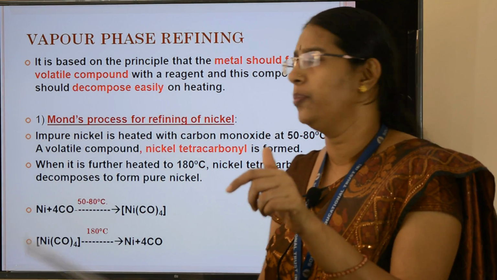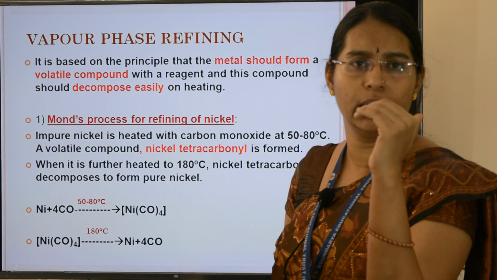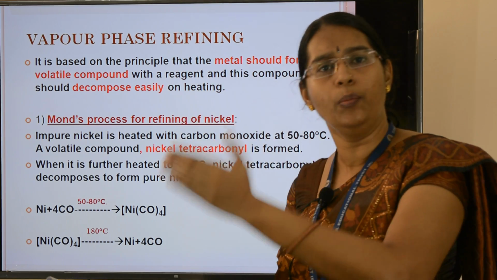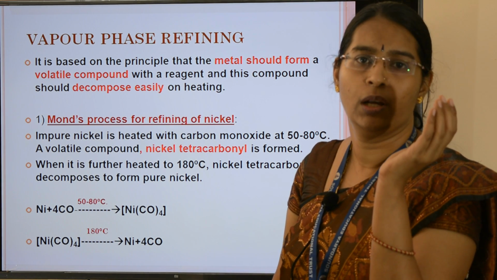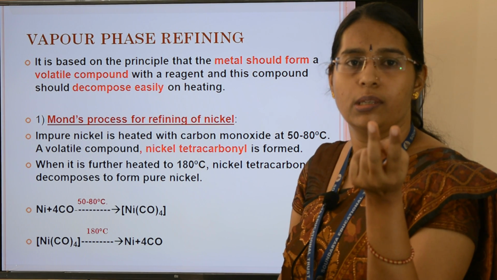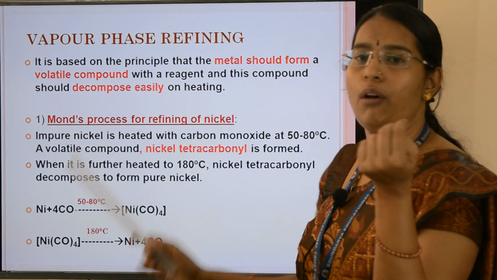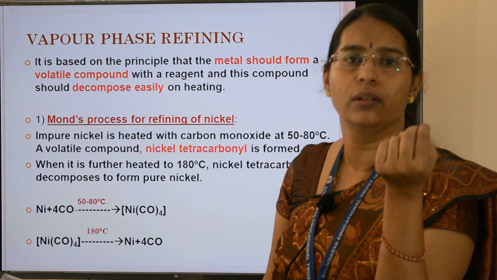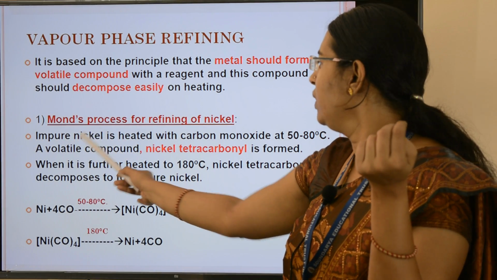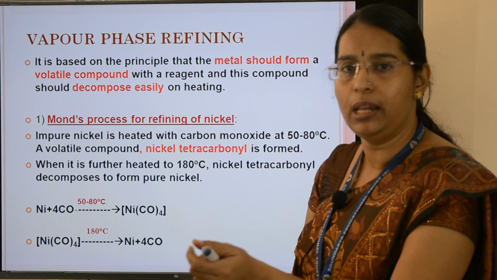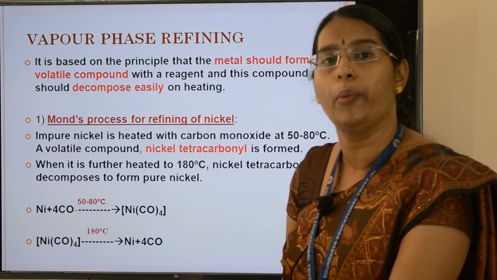In the second step, that volatile compound is heated to certain high temperature conditions so that it decomposes to give the particular metal in the pure form. So again there are 2 important procedures. First one is Mond's process for refining of nickel. This is important for your board exam, can be asked for 3 marks. Second one is Van Arkel process for the refining of zirconium and titanium.